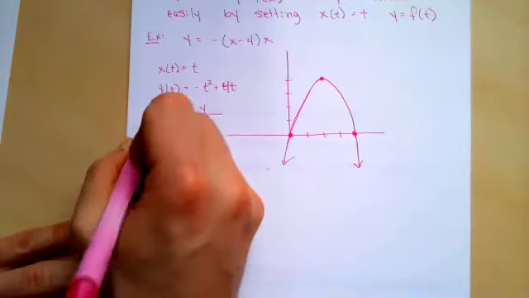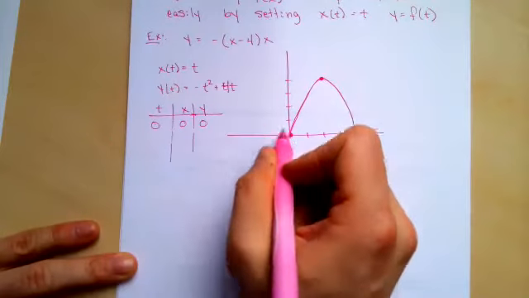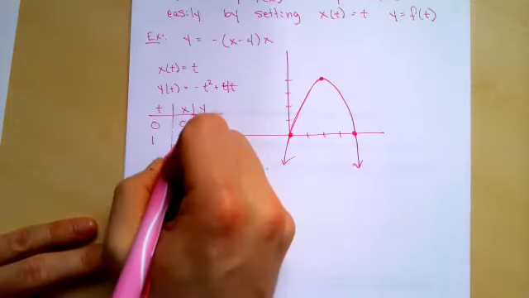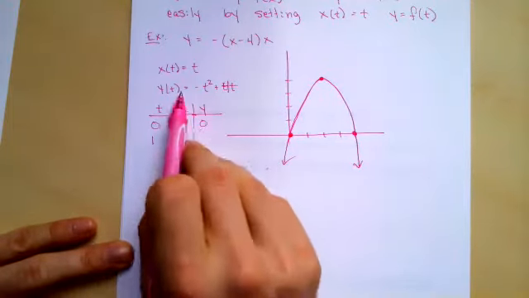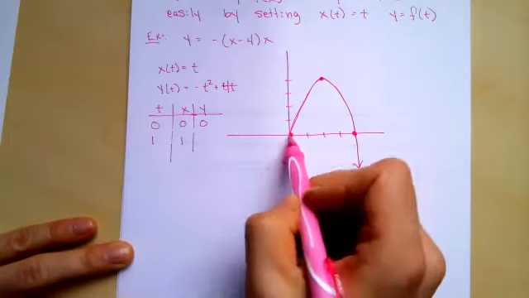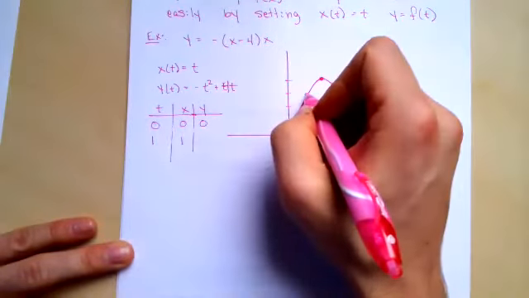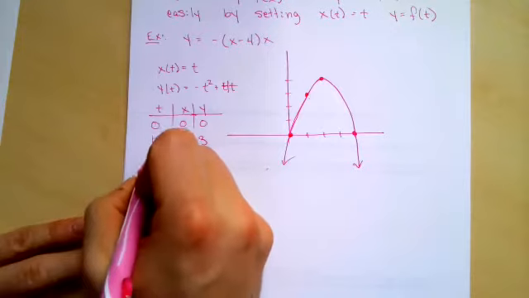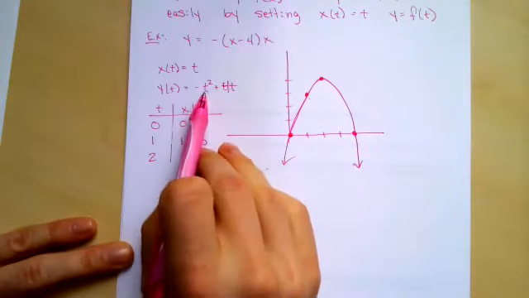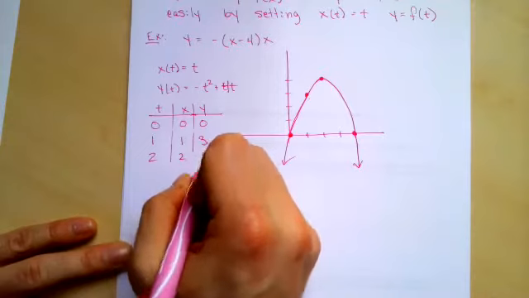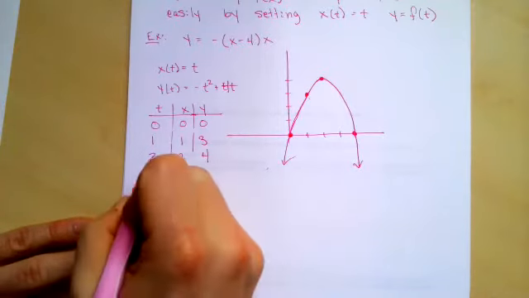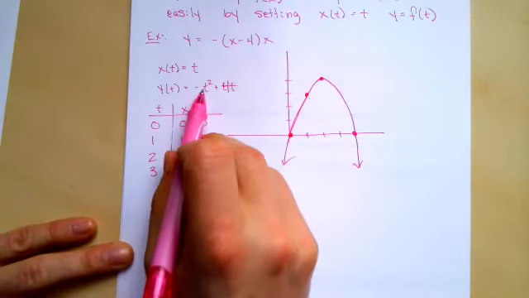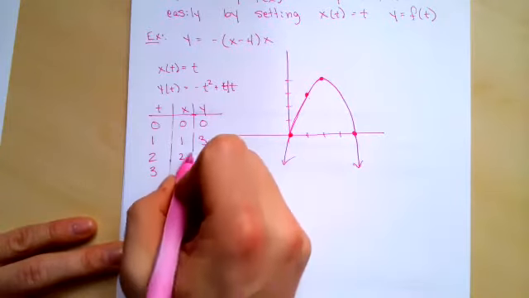When t is 0, x is 0, y is 0, that's this point. What happens when t is 1? I get x is 1, and y is, let's see, negative 1 plus 4, y is 3. So we'll be up here on the parabola. T is 2. Essentially just computed that guy. My x is 2, y should be 4. And likewise 3. If we plug in 3, it'll be negative 9 plus 12, so we'll be up at 3.